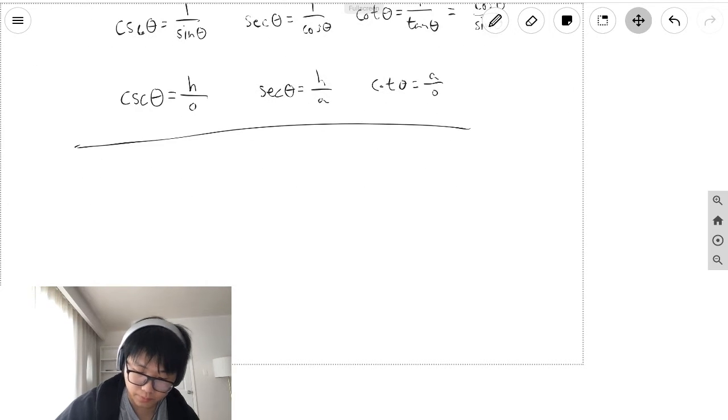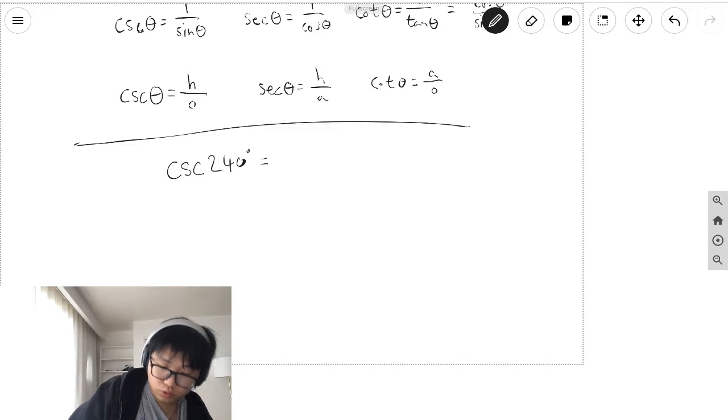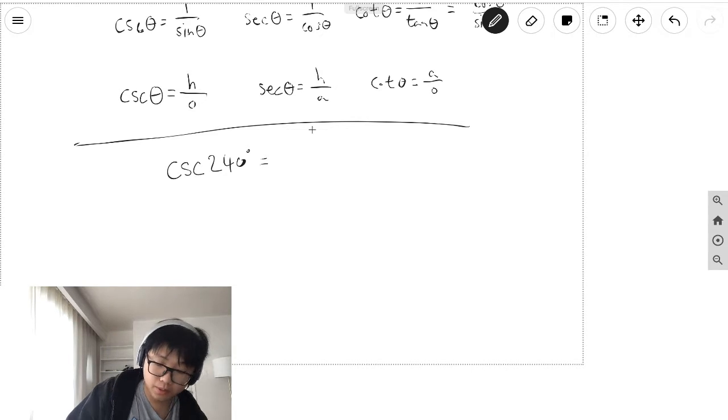The first type of problem was, given the x, find the y. So perhaps I have cosecant this time of, let's do, I don't know, 240. Okay, this is your first move. I don't like seeing cosecant. What the hell is cosecant? But I do know that it is 1 over sine of something. So I'm going to write this as 1 over sine of 240.